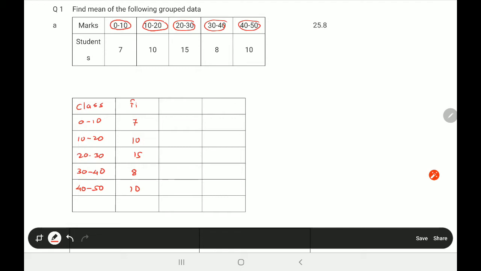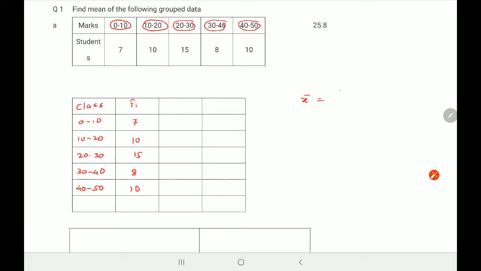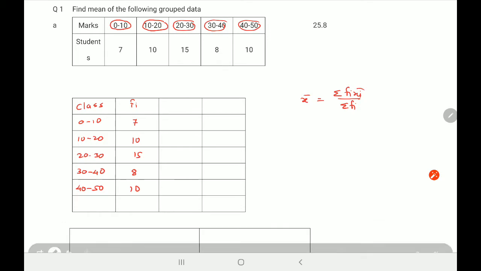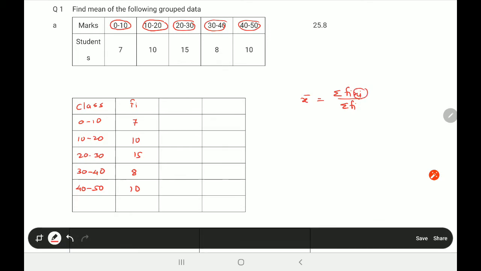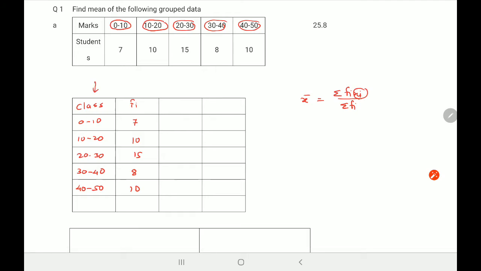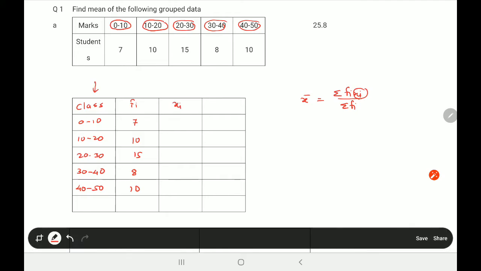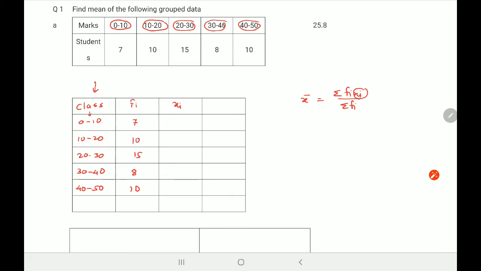Now, as we all know, the formula here remains the same. X bar is equal to summation fi xi upon summation fi, whereas we have fi. Only thing is that how about xi? We don't have xi. So instead of xi, we have a complete class. So I'll find out xi. Now what is xi? Xi is the center of this particular class interval.